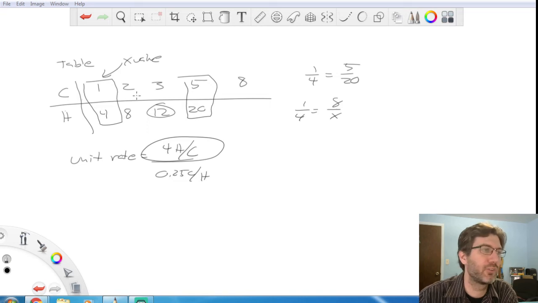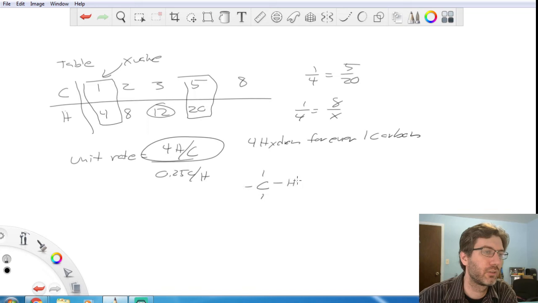And again, what does this mean? This means there's 4 hydrogen for every 1 carbon. If you were to draw methane, it looks like, hey, there's a carbon and there's hydrogen coming off of it. This is what methane looks like.